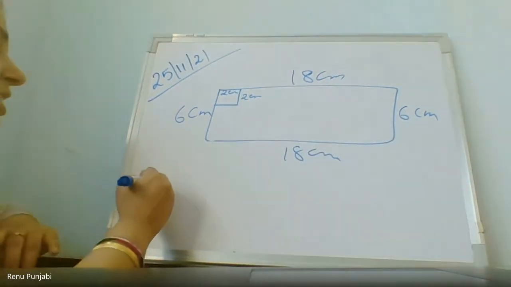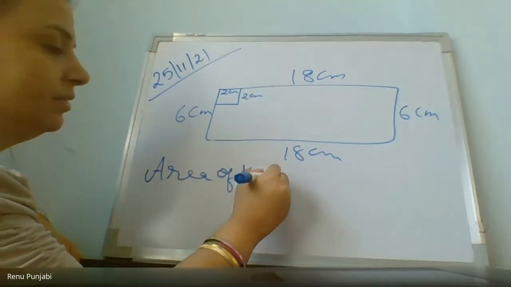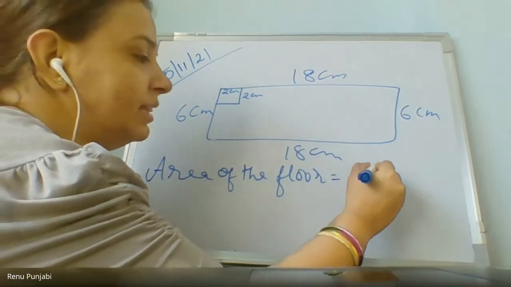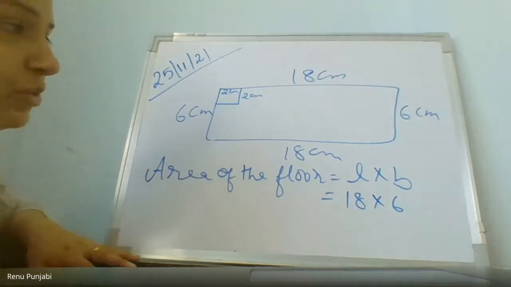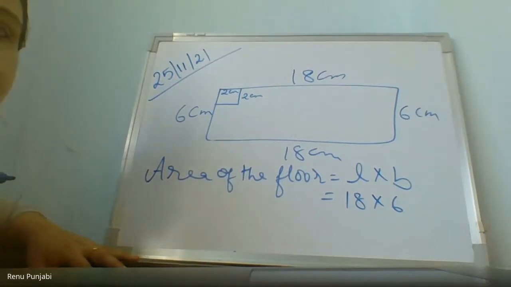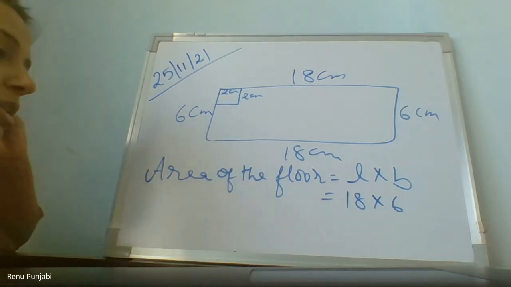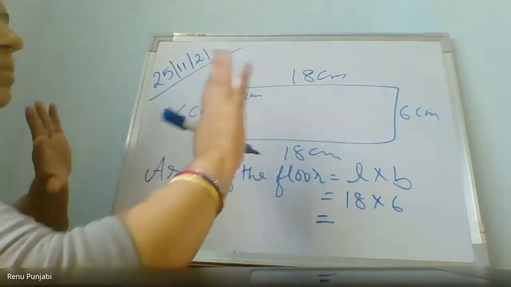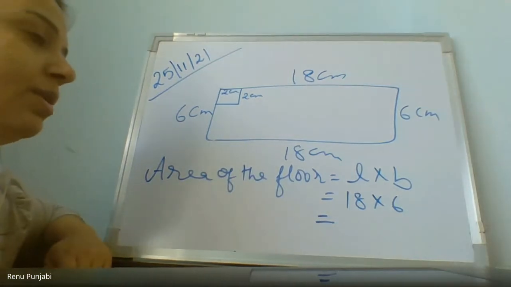So write area of the floor. Area of the floor will be length into breadth because it's a rectangle. So 18 multiplied by 6. If you want, you can write it. Please write it in your notebook so that when you open the notebook, you can easily come to know. So what will be the area of the big floor here now? 18 multiplied by 6 we have done, length into breadth we have done. Tell me what will be the answer?